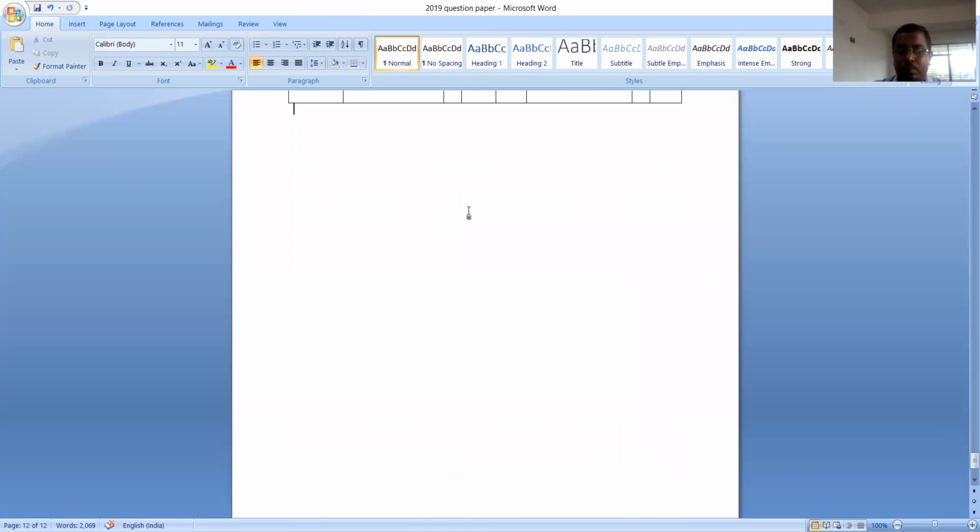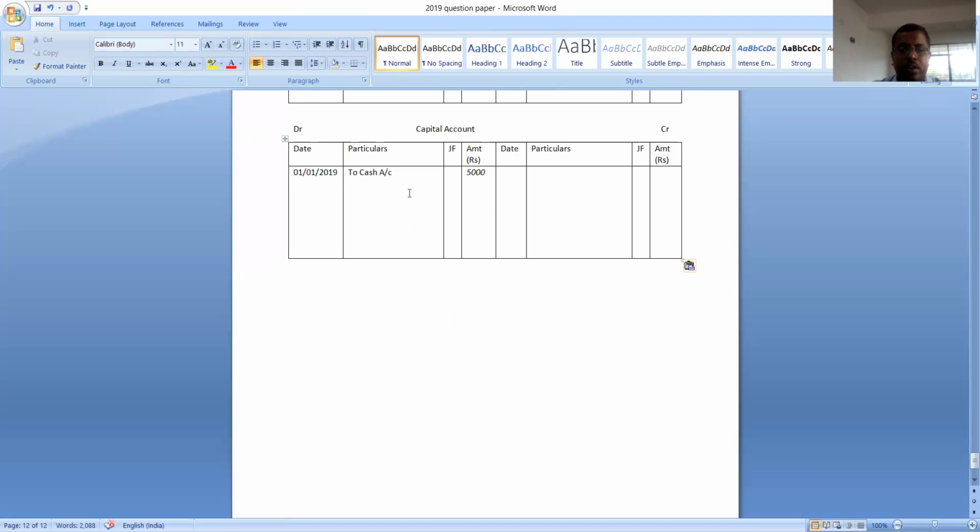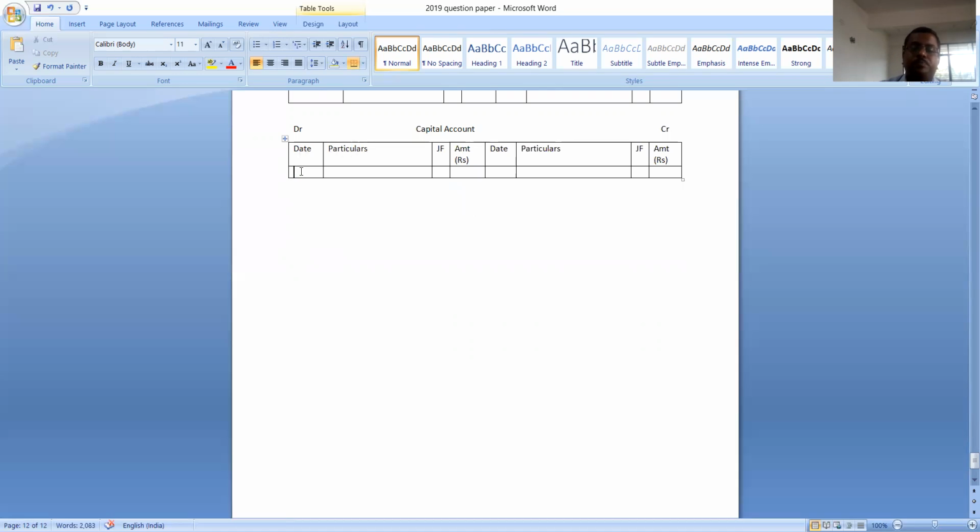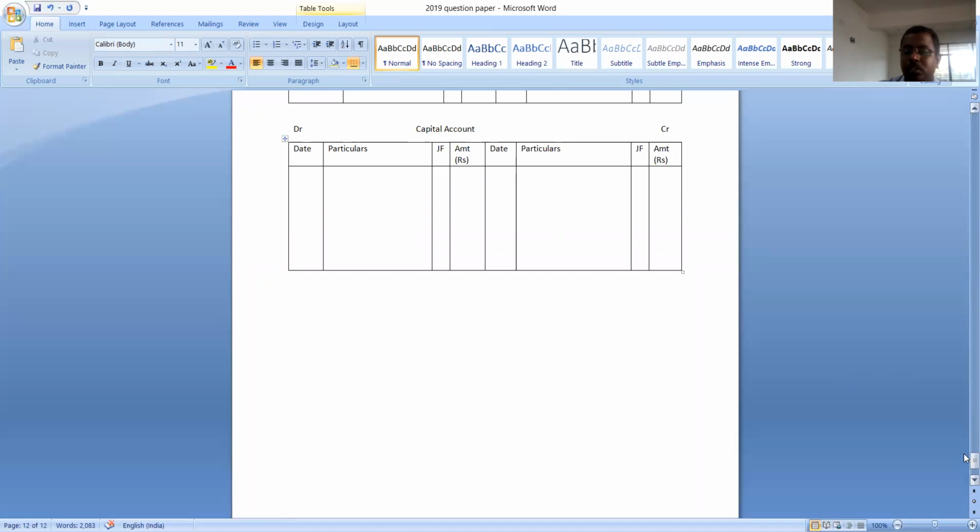Before preparing the account, you should write the abbreviation of debit on the left hand side. Which account is it? It is the capital account. Write the name of the account in the middle of the line. And we should write the abbreviation of credit on the right hand side of the account. This is the format of the account. This is the capital account. So let us go to the journal entry first.